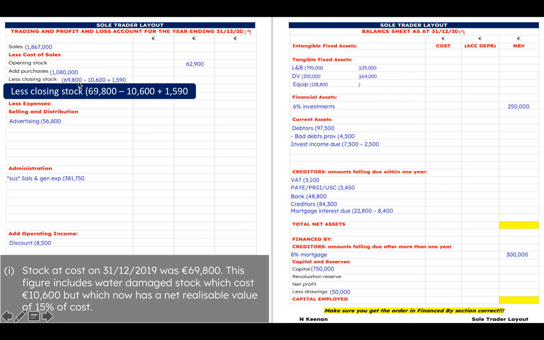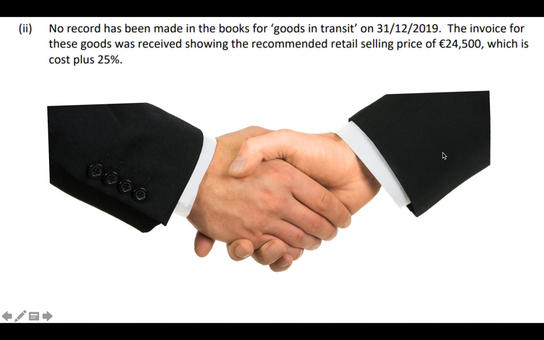Okay, so here we go, less closing stock. So you've got your 69,800 minus your 10,600 plus 1,590, and then your closing stock will also go over in the current asset. So just whatever the same figure is as you have your final figure here when you're finished everything. If you put that down there, even if you don't get it right, you're more than likely going to get marks for it.